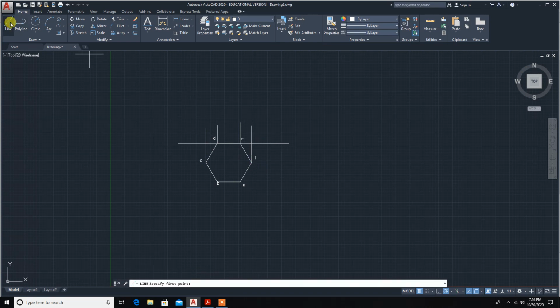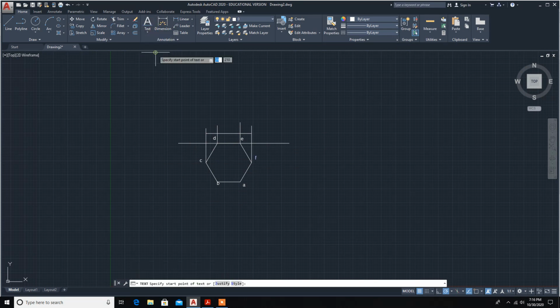Now object snap up, or I will draw one line and I will trim it. So this is the top view. This is front view. This is top view. And now marking of the points.